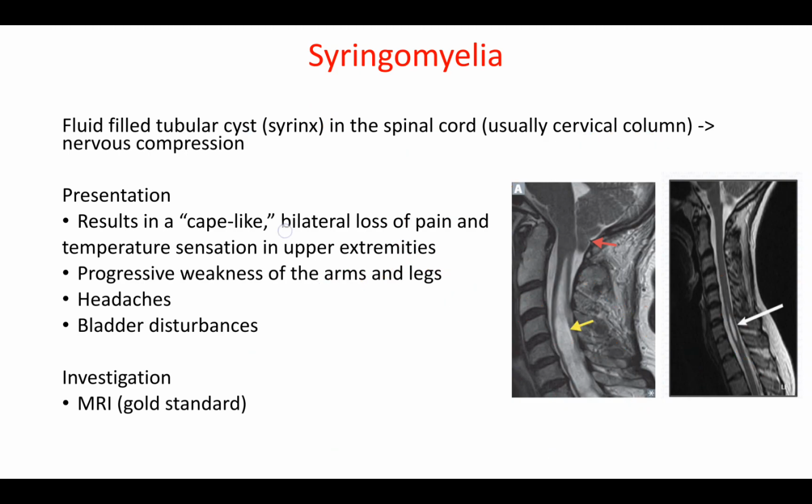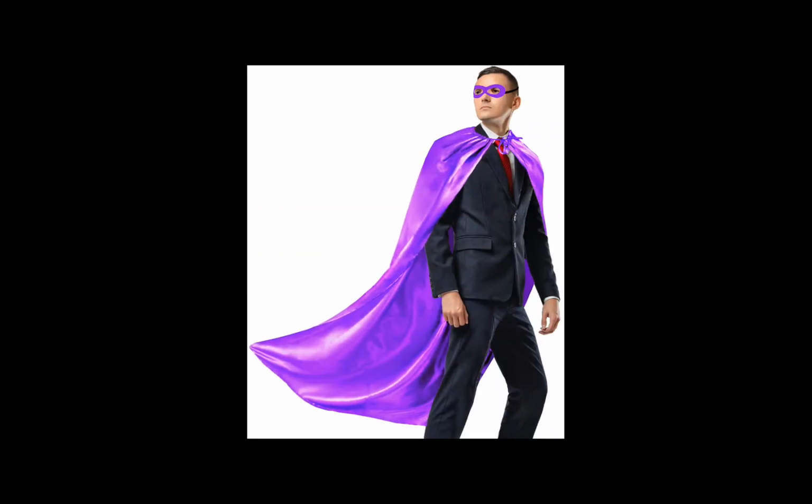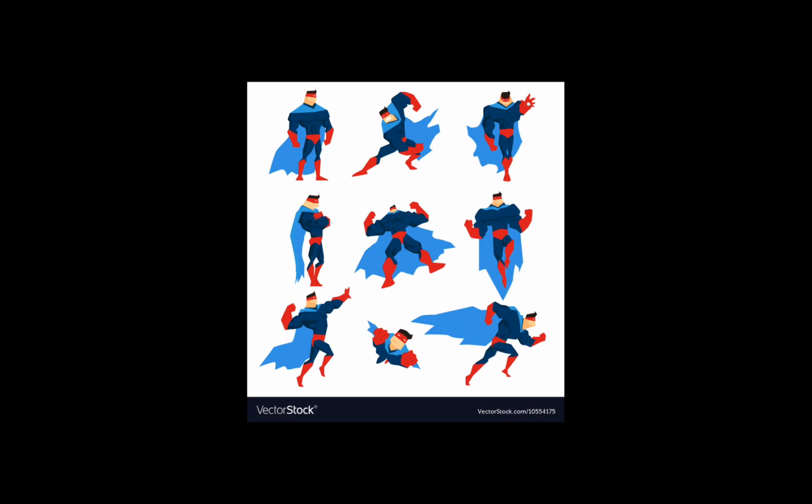Therefore, the patient will have bilateral loss of pain and temperature in the upper extremities. This will look like a cape. A cape is nothing but this here. This thing that is covering your arms here, that is the cape, like this and this. So this is nothing but a cape.